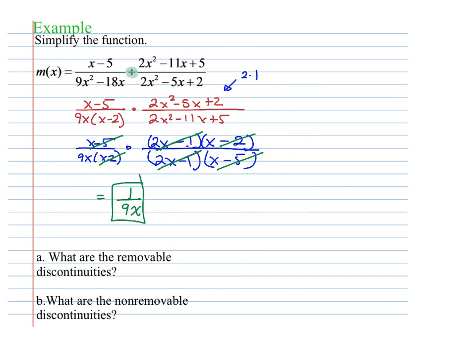My removable discontinuities are x is equal to 5, x is equal to 1/2, and x is equal to 2. My non-removable discontinuity is just the bottom part, so that would be just x equals 0.